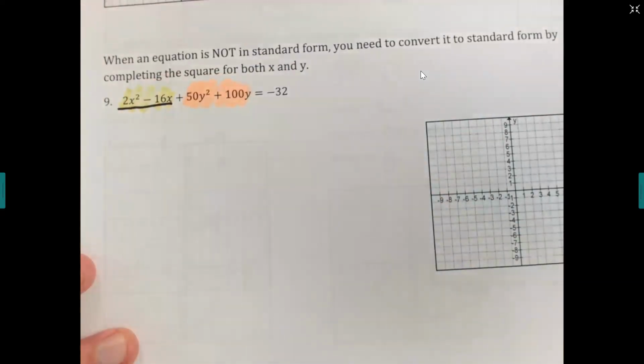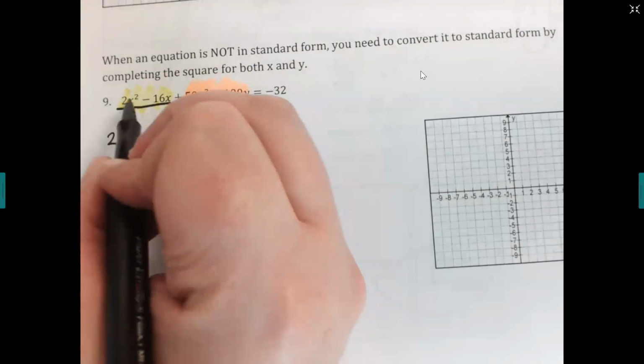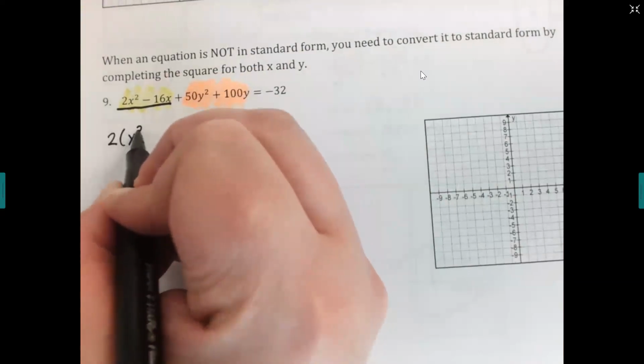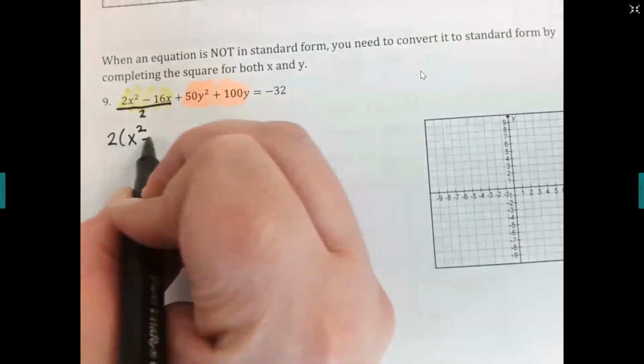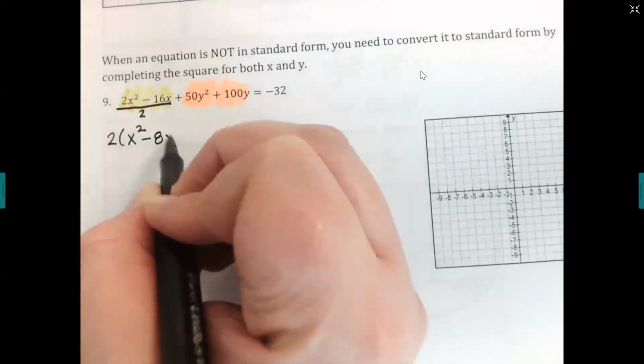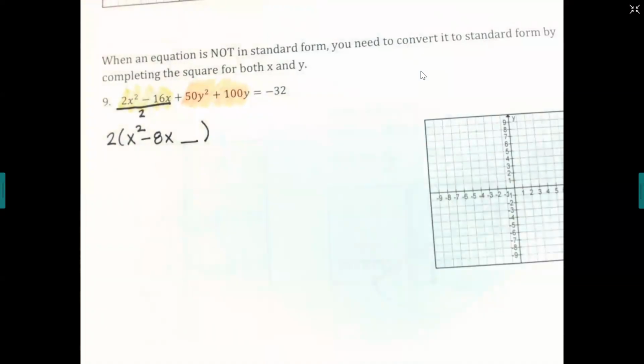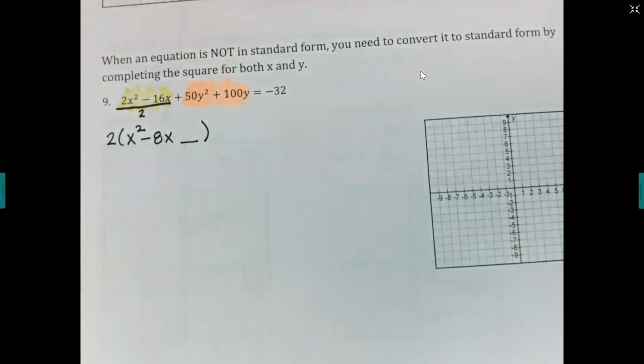What number? 2. So then I'd have an X squared left over. And then what is 16 if I divide it by 2 for my next term? 8X. And then leave a blank, just like we did yesterday or 2 days ago. Okay, now look at your Y's. What do your Y's have in common? What number?